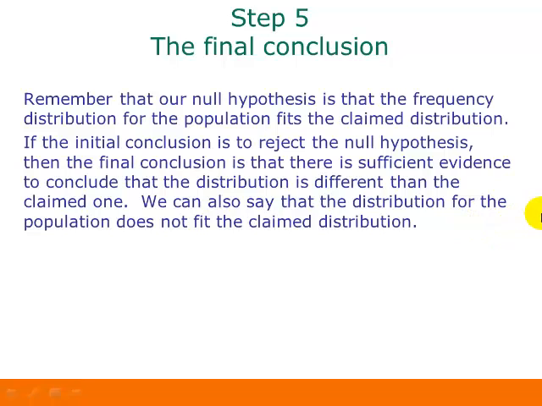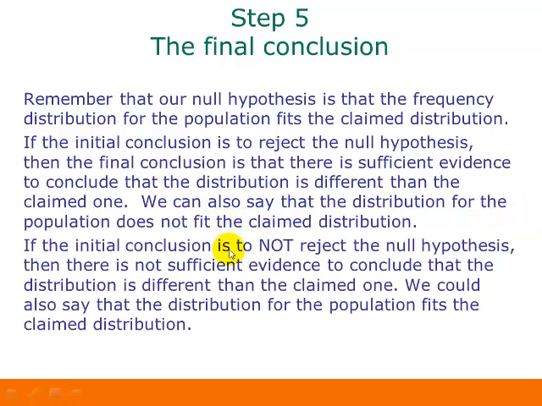Now, if our initial conclusion is to not reject the null hypothesis, then there's not sufficient evidence to conclude that the distribution is different than the claimed one. This is another way of saying that the distribution for the population does fit the claimed distribution.